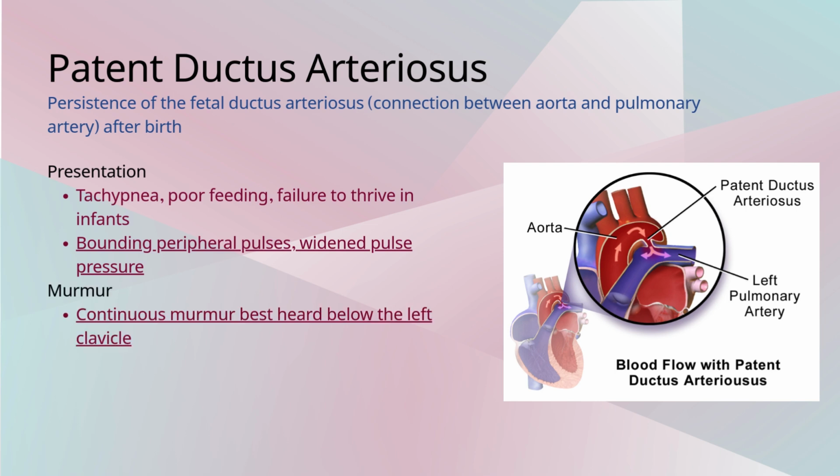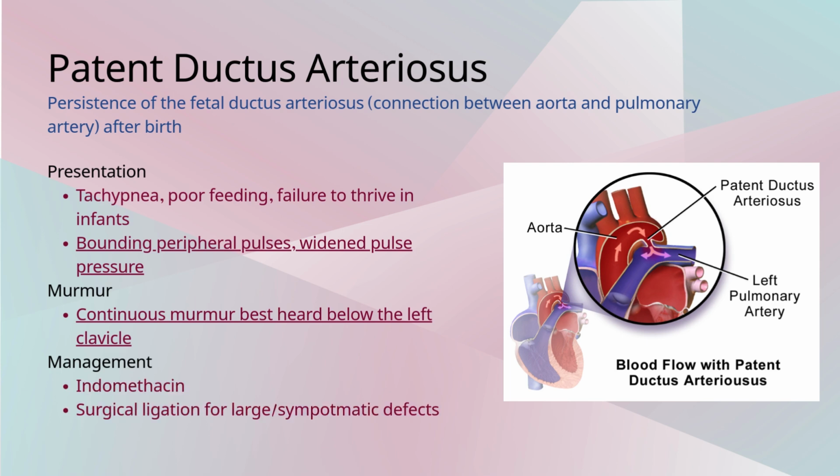The murmur is a continuous murmur heard below the left clavicle where the PDA is. And you hear this because aortic pressure is always higher than pulmonary artery pressure, so blood continuously flows from the aorta into the pulmonary artery. This abnormal high velocity flow creates turbulence, and that's the murmur that we're hearing. It's heard through both systole and diastole because the pressure gradient exists throughout the entire cardiac cycle. And then management, as mentioned before, indomethacin or sometimes surgical ligation for large symptomatic defects.